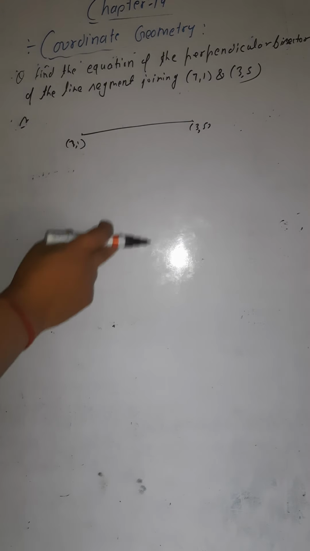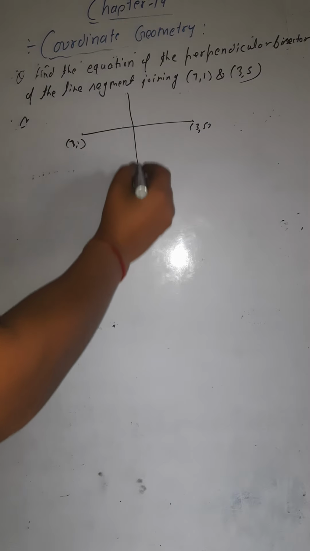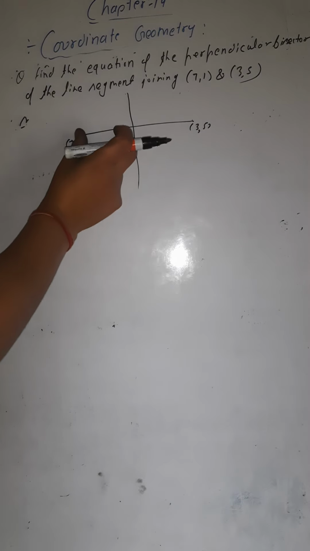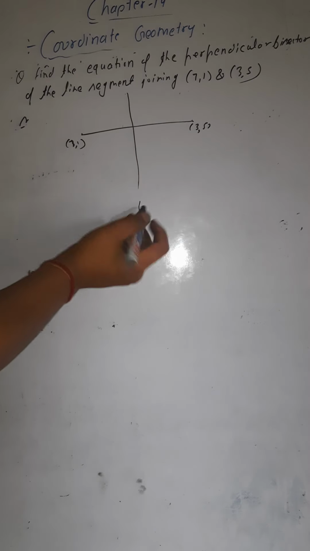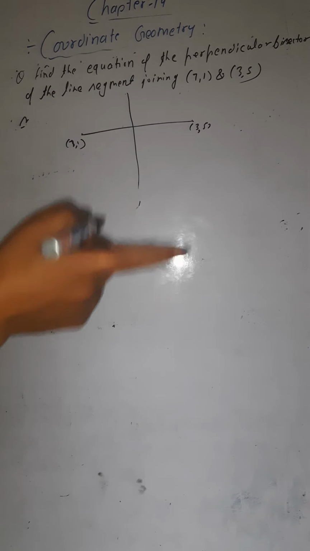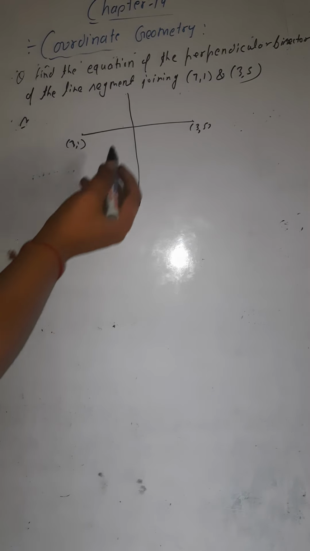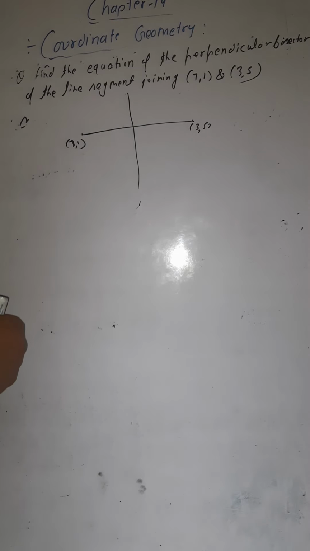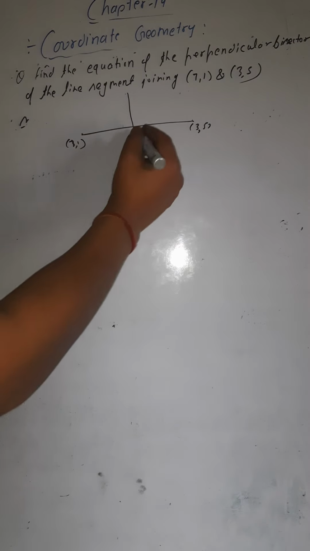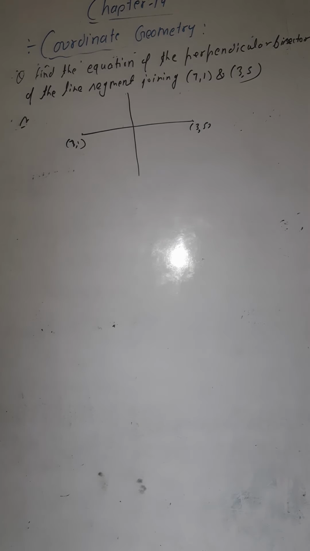Now you have to find the equation of the perpendicular bisector of the line segment. Perpendicular bisector means a perpendicular line which is cutting into equal parts, this part and this part, both parts equal. And this is a perpendicular line. So this one line will be called the perpendicular bisector. Bisector, why? Because it is cutting this line in half, half this side, half this side. Okay? And it is perpendicular also, making 90 degree angles. So that is why this line will be called the perpendicular bisector.